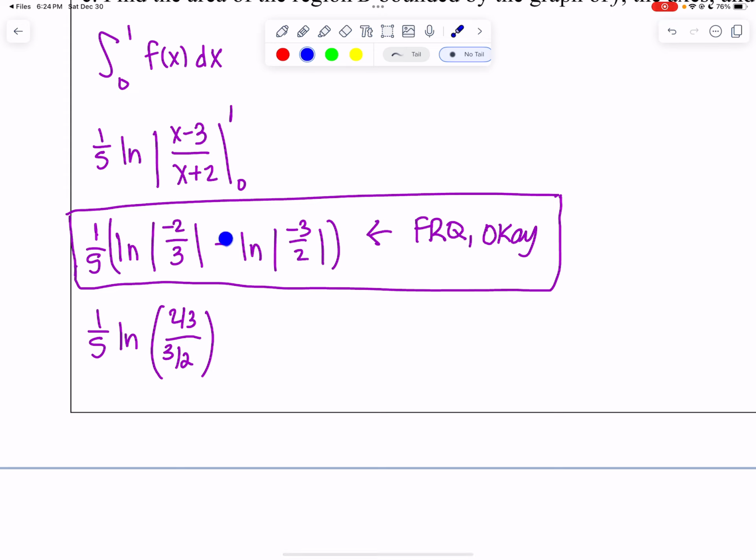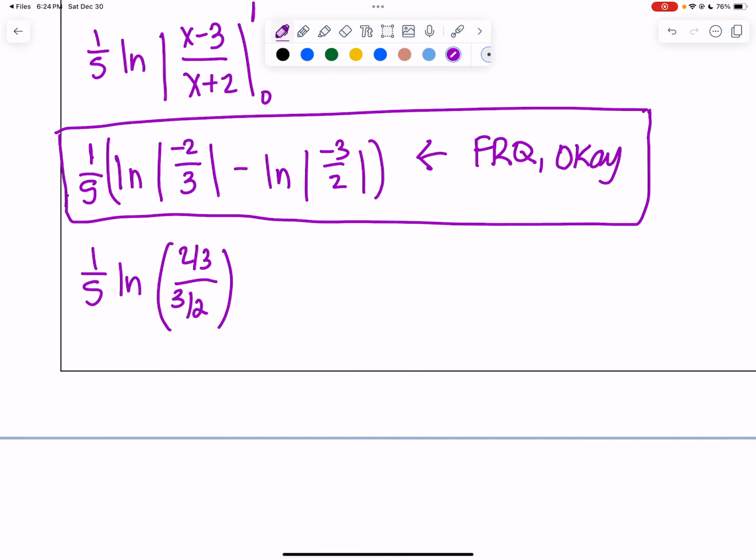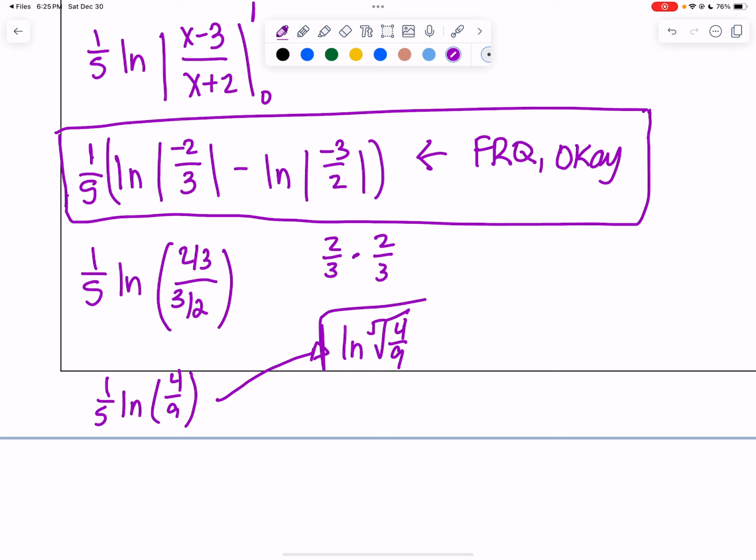Because this is a minus sign right here, I'm going to use the quotient property. So I have 2/3 divided by 3/2. This is the same thing as 2/3 times 2/3, which is 4/9. So I have 1/5 ln of 4/9. And I'm going to take it a step further again for the LOLs. That's the same thing as ln of the 5th root of 4/9. Of course, that was just extra information, for the LOLs.